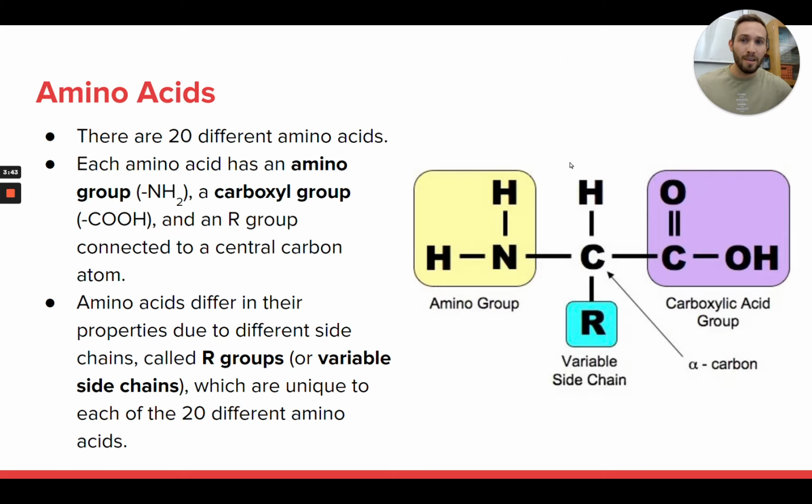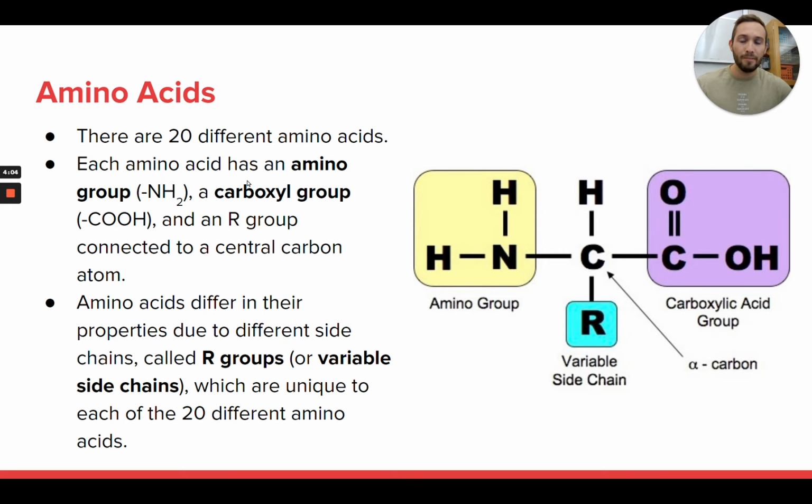So let's take a closer look at amino acids. These are the building blocks, the monomers that create proteins and these polypeptides. There are 20 different amino acids that exist. I'll show you them in a second, but you don't need to memorize them or know their names. They each have different names, but they all have basically the same overall structure.